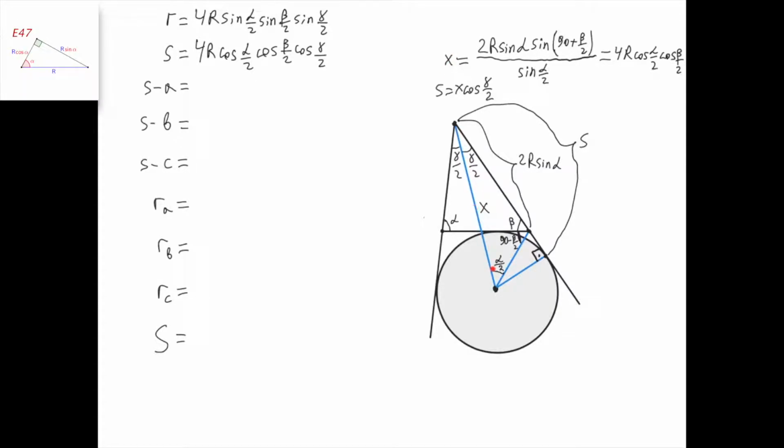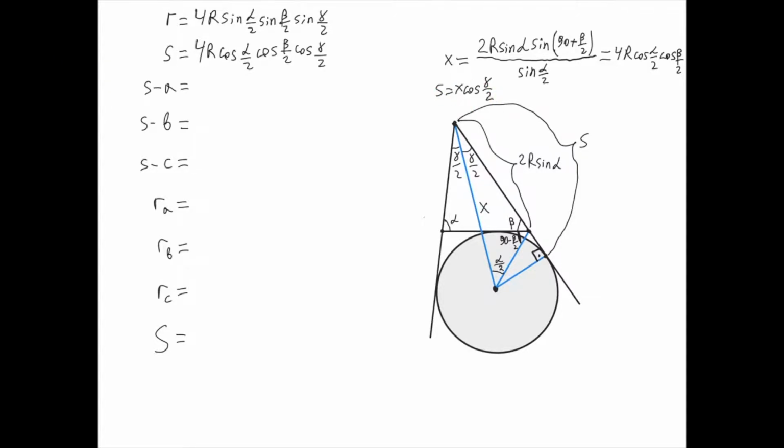Now consider this right-angled triangle with hypotenuse x and angle gamma over 2 here. We get that this segment, which is s, equals x times the cosine of gamma over 2. And so s equals x times cosine of gamma over 2, and therefore s equals 4 times R cosine alpha over 2 cosine beta over 2 cosine gamma over 2.